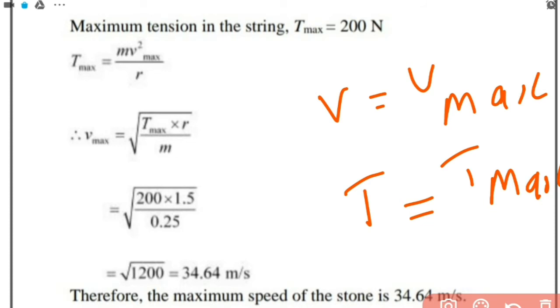Rearranging, we have T max is equal to m v max square by r. Rearranging that equation, v max will be the root of T max into r by m. That is equal to root of 200 into 1.5 by 0.25. So root of 1200, which is 34.64 meter per second. So the maximum speed of the stone is 34.64 meter per second.